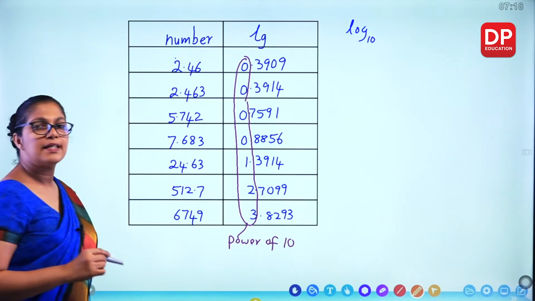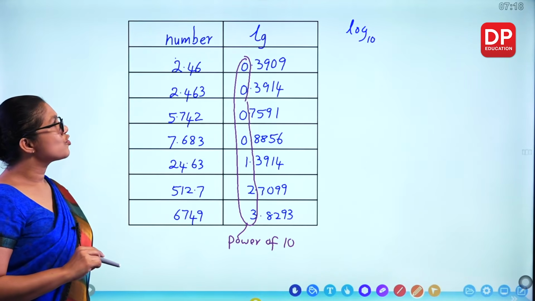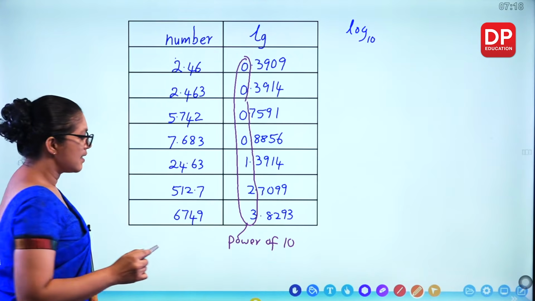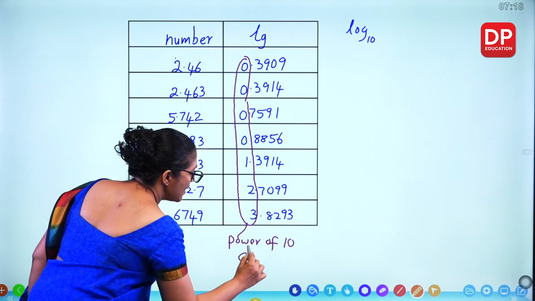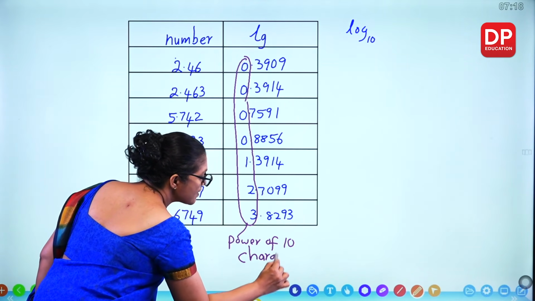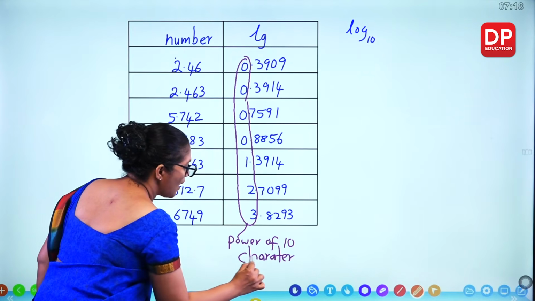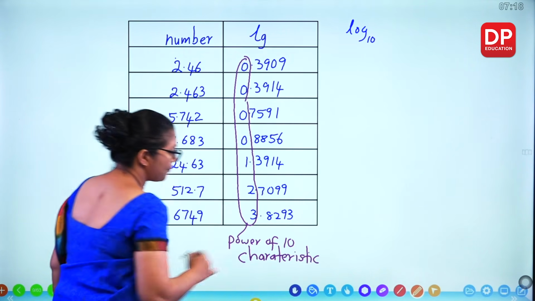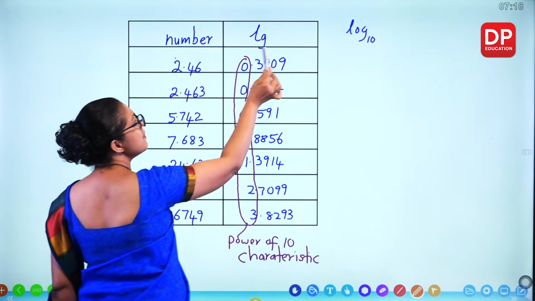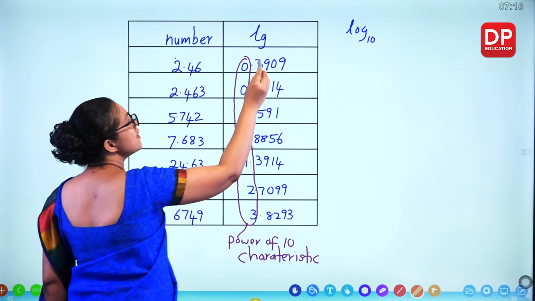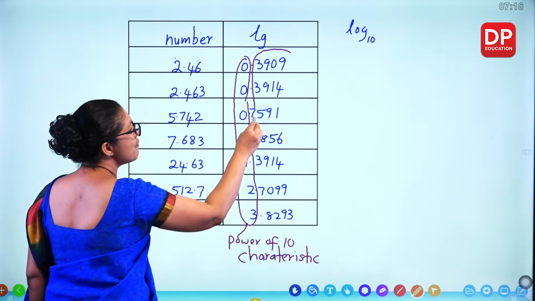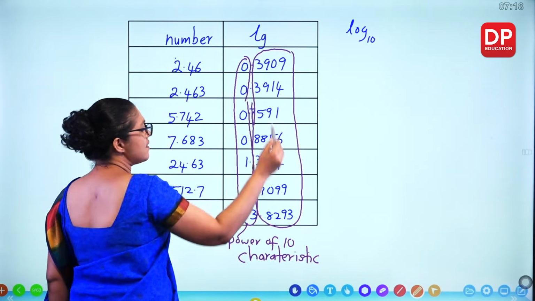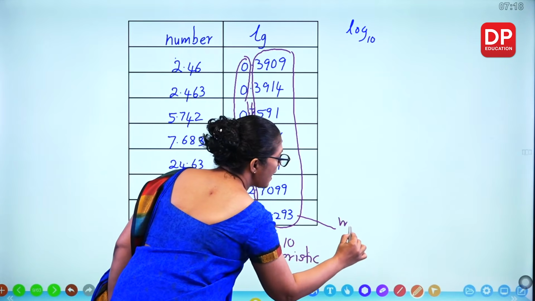When you write in scientific notation, we call the whole number the characteristic of the logarithmic value. Then the decimal values, which you refer from the log tables, are called the mantissa.